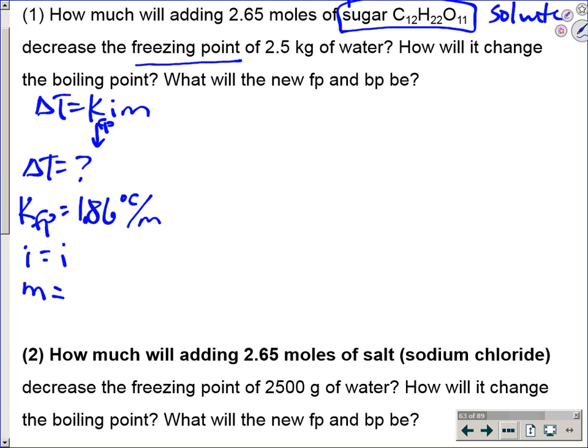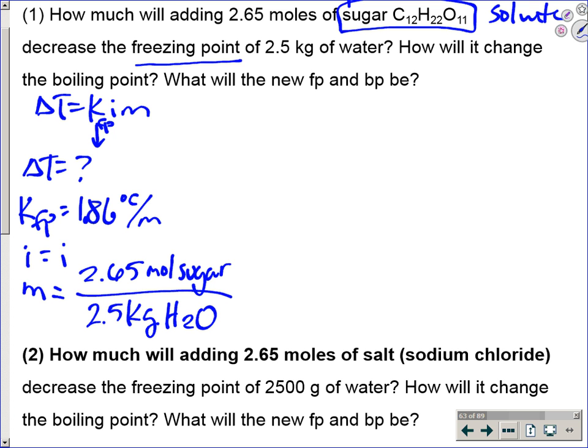All right, guys, tell me how I'm getting molality. 2.65 moles of solute divided by what? 2.5 kilograms of water. Okay, what is that molality? 1.06.